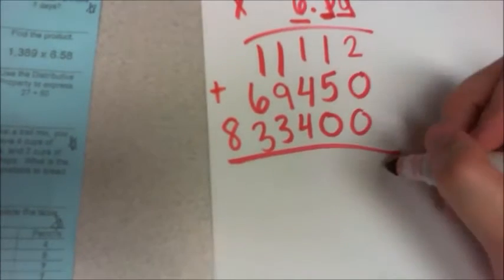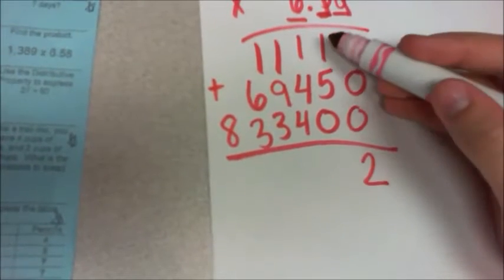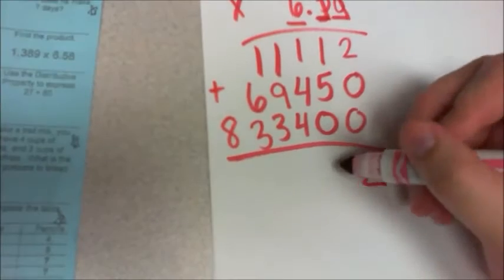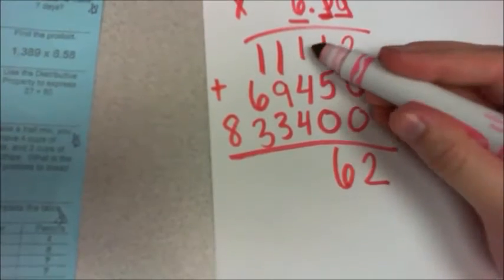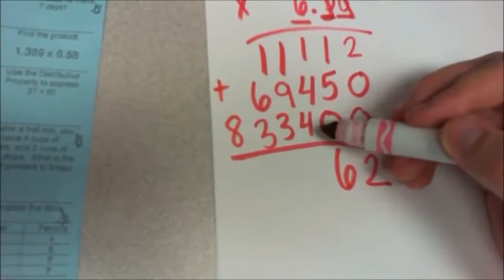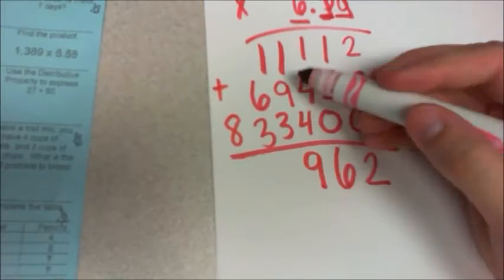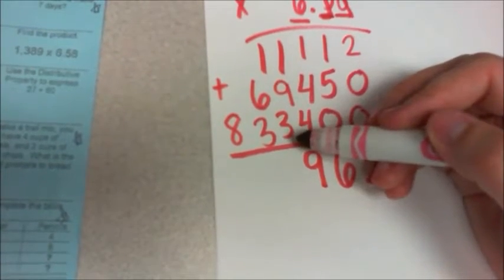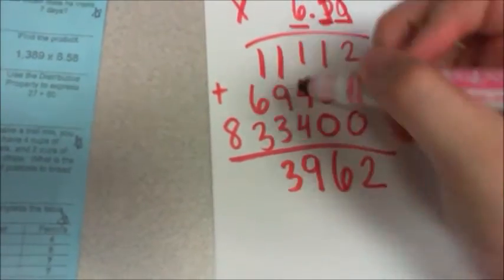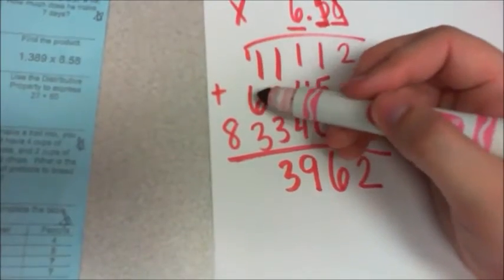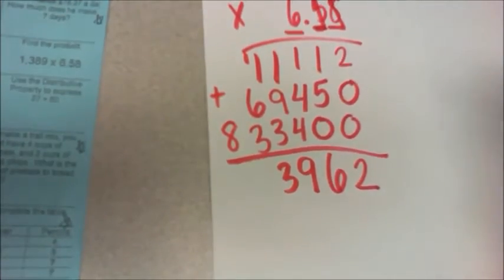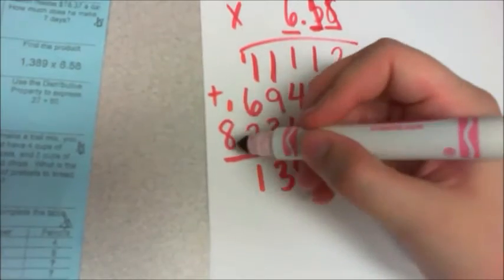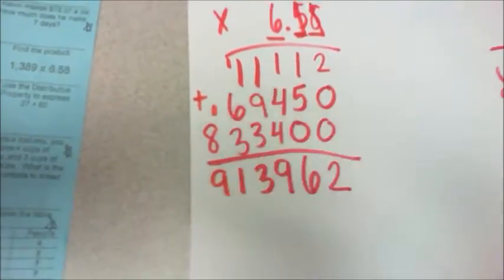2 plus 0 is 2. 1 plus 5 plus 0 is 6. 1 plus 4 is 9. 1 plus 9 plus 3 is 13. 1 plus 1 plus 6 plus 3 is 11. 8 plus 1 is 9.